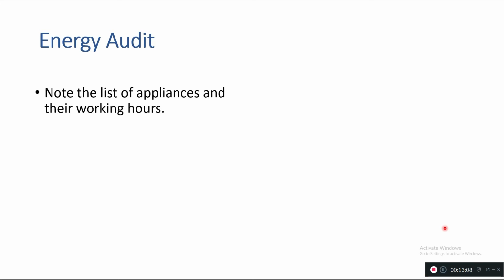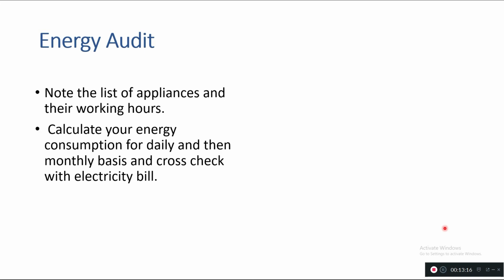You need to note what the equipment is, what the wattage mentioned on the nameplate is, and then what the working hour for that particular equipment is. Then you need to calculate your energy consumption on a daily or monthly basis and cross check with the electricity bill. So this will not be 100% accurate, but 10-20% variation is still acceptable.